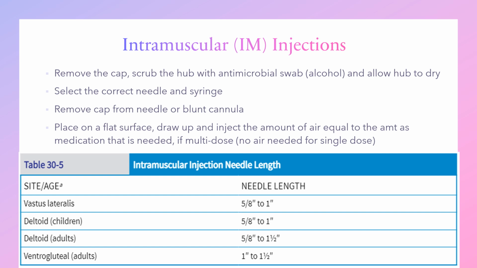So our vastus lateralis, the needle length is 5/8 to 1 inch. Our deltoid for children, 5/8 to 1 inch in length. So our shorter needles. And then for the deltoid for the adult, we have a range of 5/8 to 1.5 inches. And for the ventral gluteal for adults, 1 inch to 1.5 inch. So these are the correct needle lengths for the correct sites.